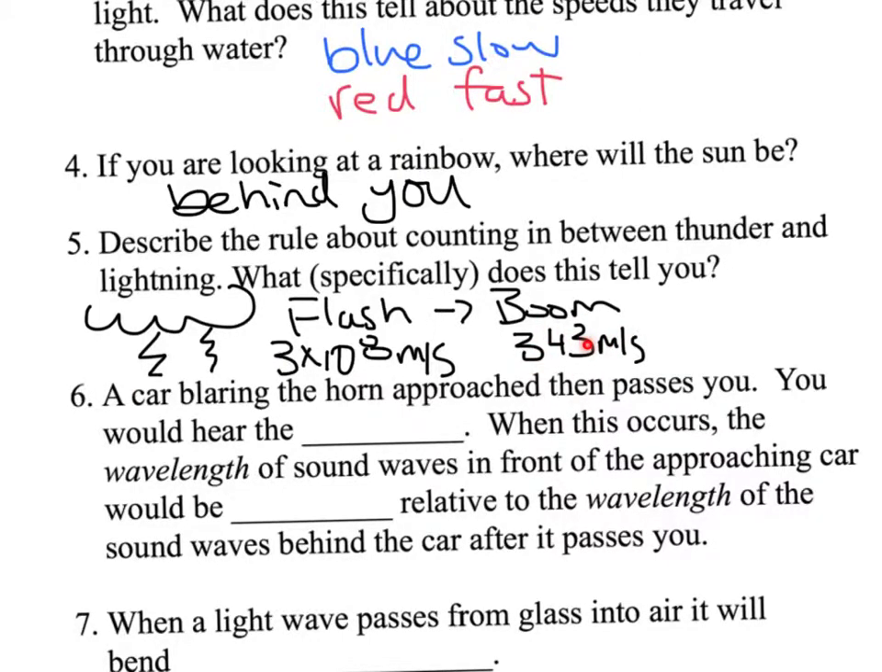So the rule is you count, and every 5 seconds means the lightning was 1 mile away.